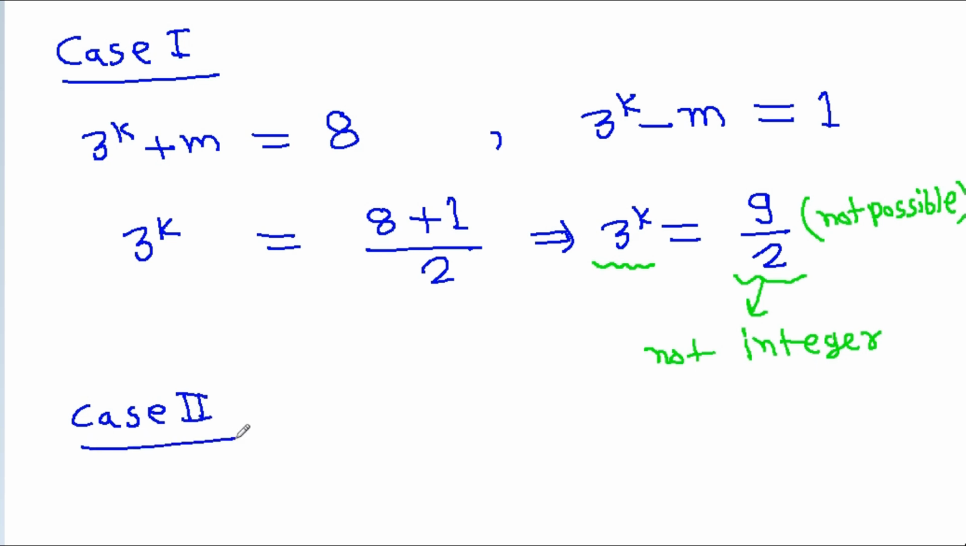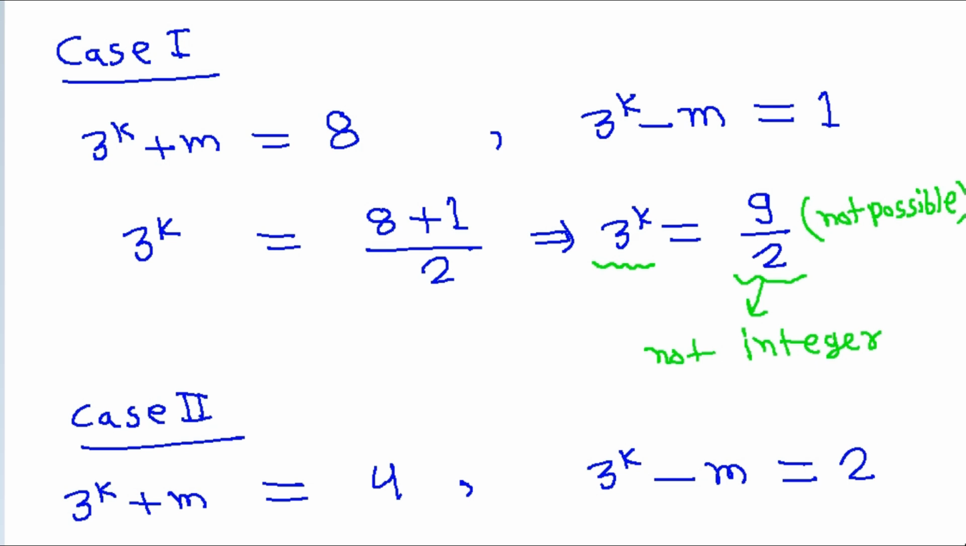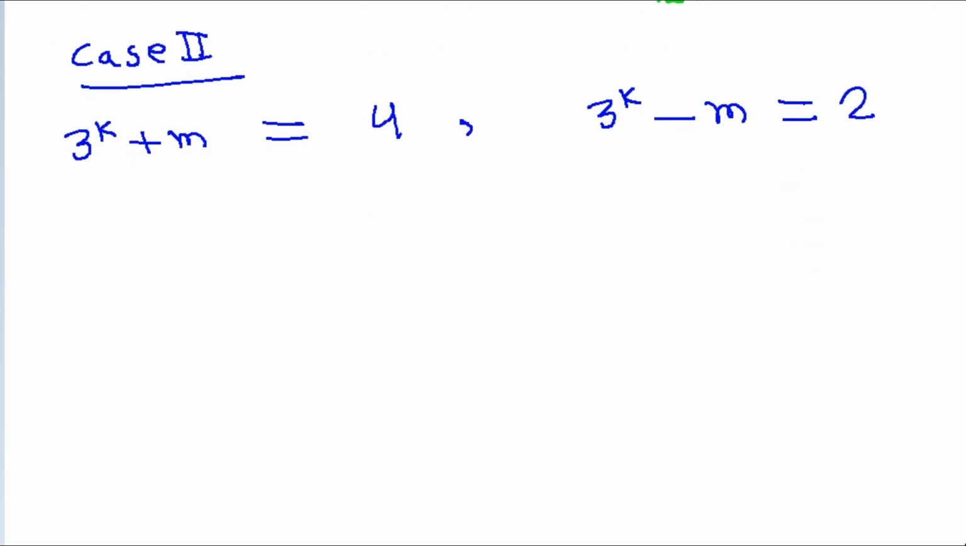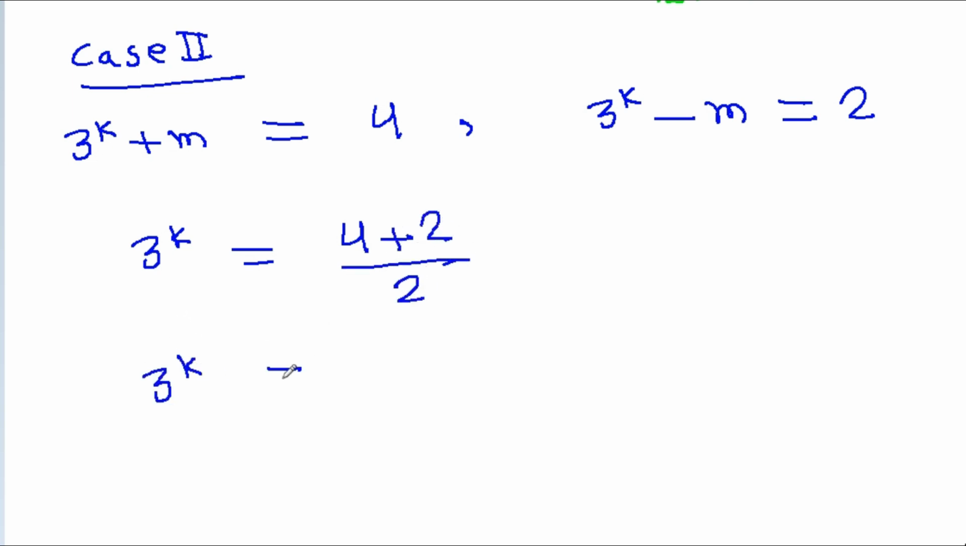Case 2, when 3 power k plus m is equal to 4 and 3 power k minus m is equal to 2. So again, if we add both terms, we get 3 power k is equal to 4 plus 2 by 2, or 3 power k is equal to 6 by 2, that is 3, or 3 power k is equal to 3 power 1. So we get k is equal to 1.